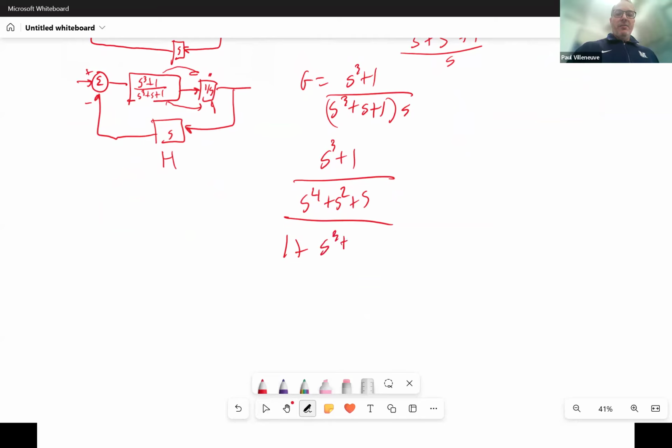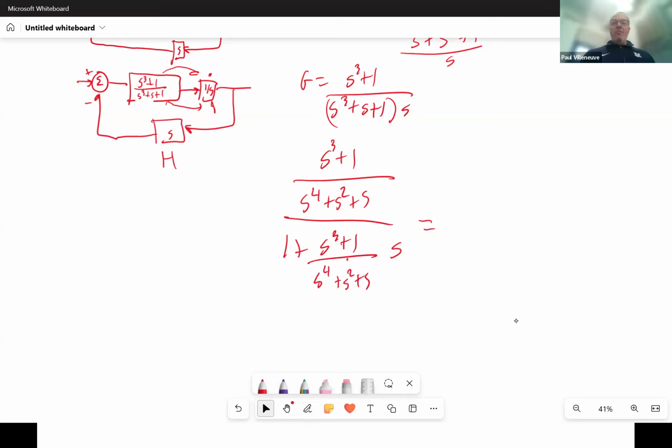S cubed plus 1 over S to the 4th plus S squared plus S. And then my G term, my H term is here in the numerator, right? So I actually can cancel out that and go back to just making that a 1. So now when I combine those, well, actually, let's not do that because it's going to be too messy. So let's just do it this way.